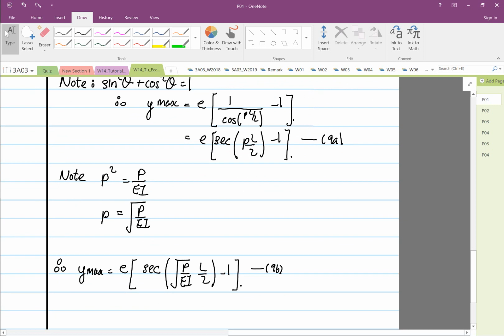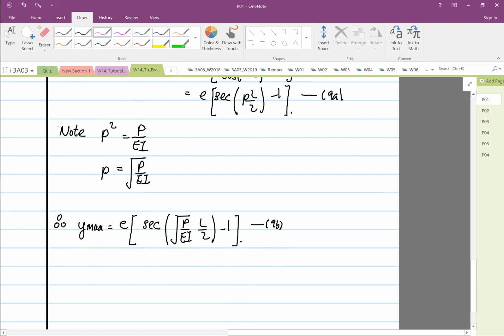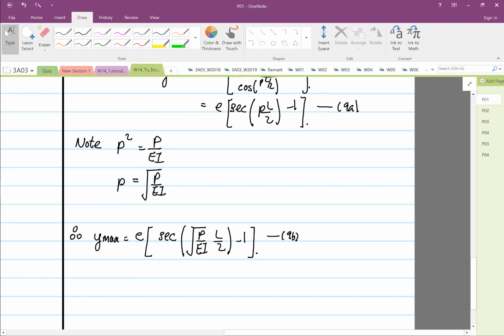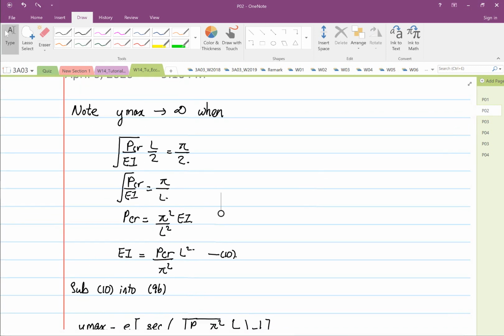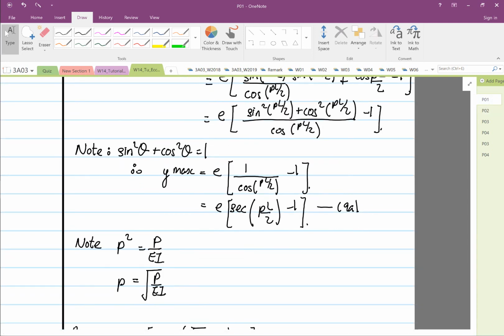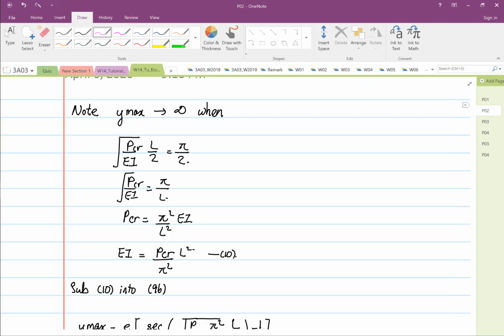Then we have our y max is equal to E secant square root of P over EI multiplied by L over 2, minus 1, and the whole thing multiplied by E. So that's our 9b. So from 9b, to get y max, when y max tends to become infinity, is when 1 over cosine over here, or secant over here, goes into infinity, where you will see your y max. So we have critical load now.